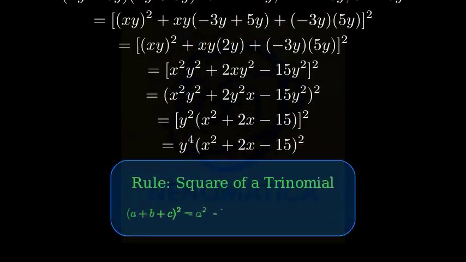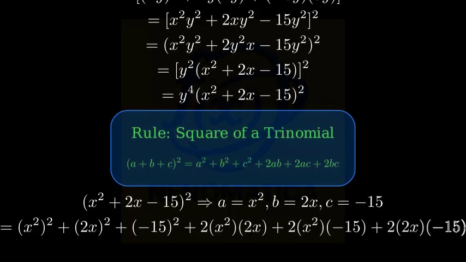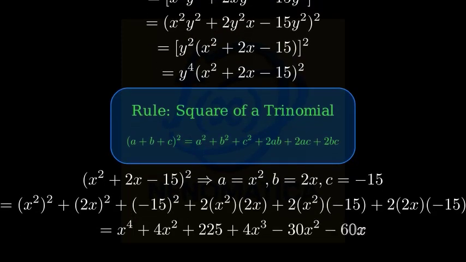To expand the remaining squared expression, we'll use the formula for the square of a trinomial. The square of a trinomial a plus b plus c is a squared plus b squared plus c squared plus 2ab plus 2ac plus 2bc. In our case, a is x squared, b is 2x and c is negative 15. Substituting these values into the formula, we get x to the 4th plus 4x squared plus 225 plus 4x cubed minus 30x squared minus 60x.